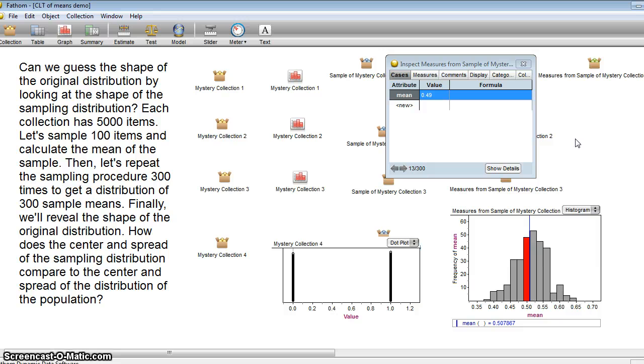make calculations relative to probabilities with sampling distributions. I hope you've enjoyed this screencast.